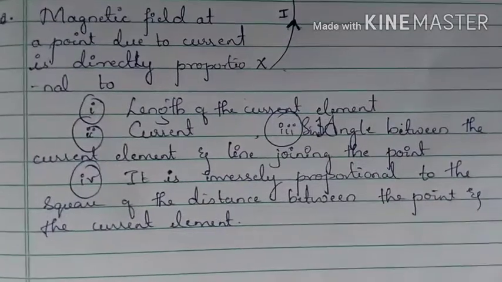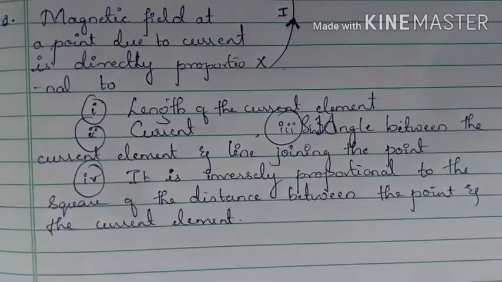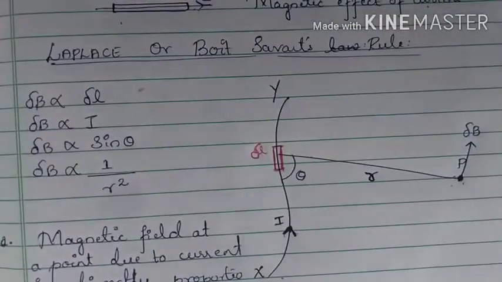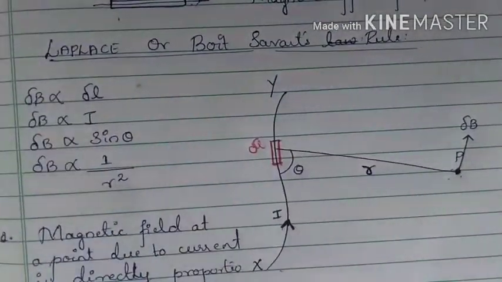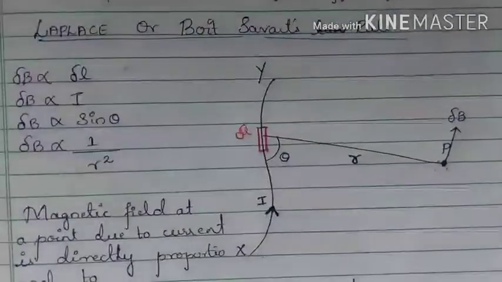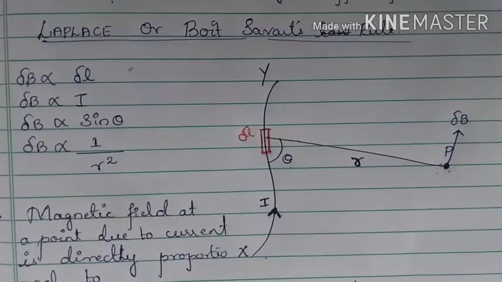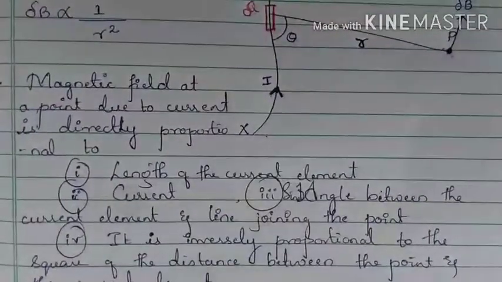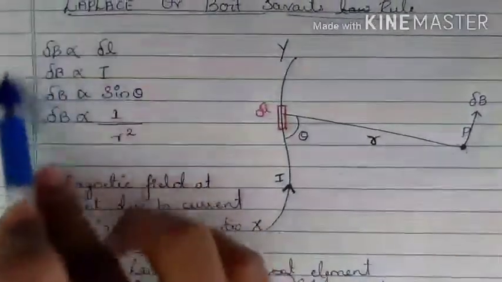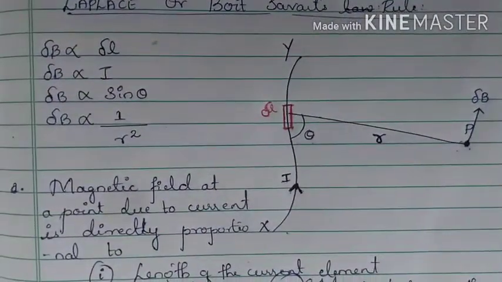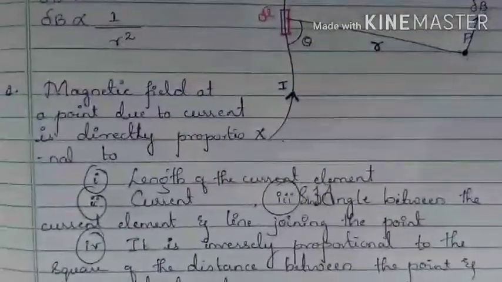So if this derivation is asked in the exam, then first you have to write the consideration. Here I have not written the consideration, I have directly jumped to the physical quantities on which this delta B depends. So first you have to write the consideration. After that you have to write these points, and then later you can mathematically show how delta B is related to L, I, sin theta and R square.